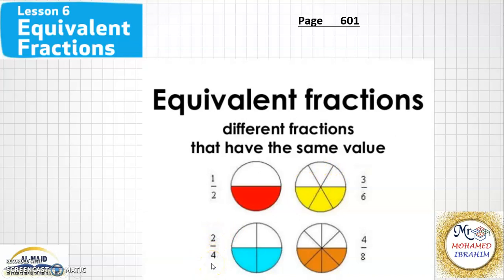2 over 4, or 2 out of 4. It represents half of the circle also. 4 over 8 represents half of the circle. As you see, we have shaded or colored 4 parts out of 8 parts. Here, 2 over 4, we shaded or colored 2 parts out of 4 parts.